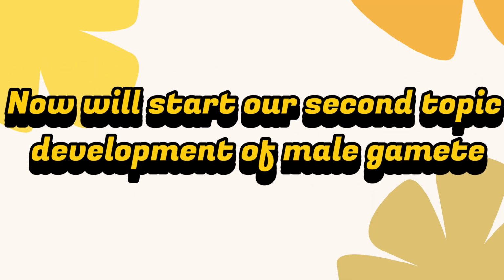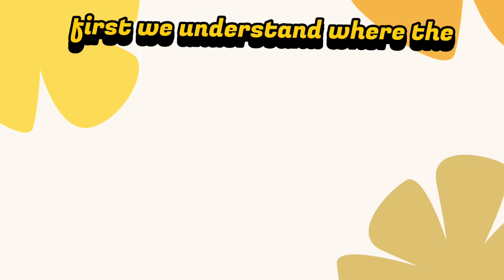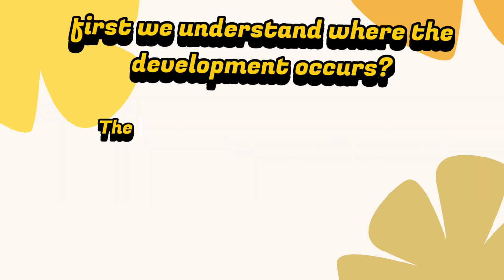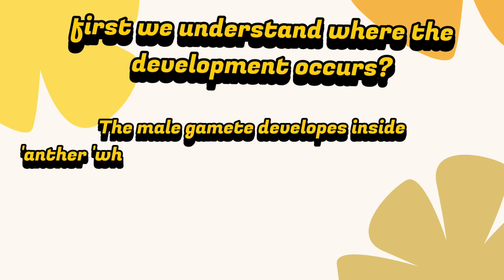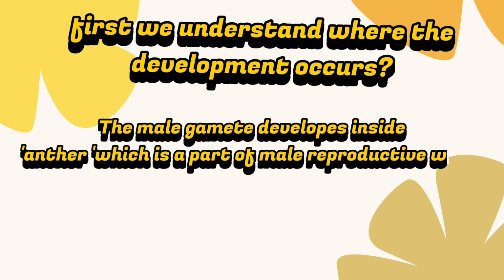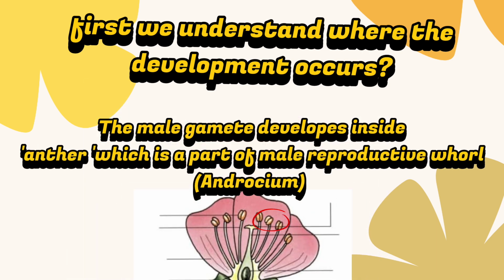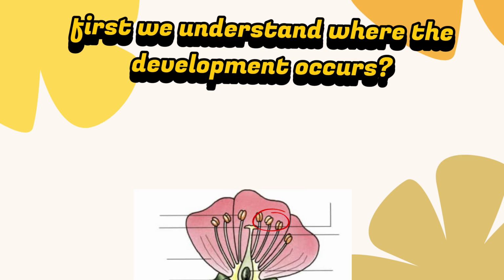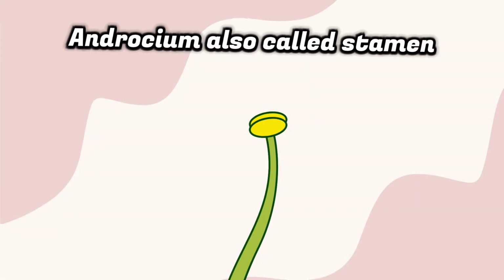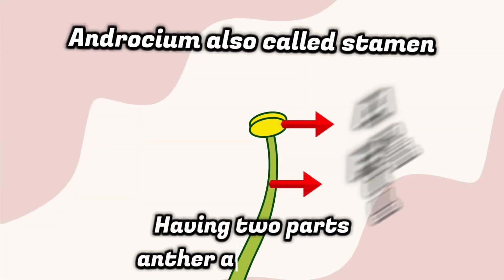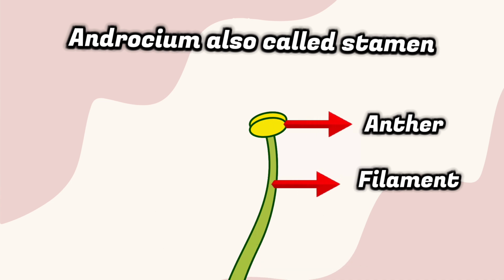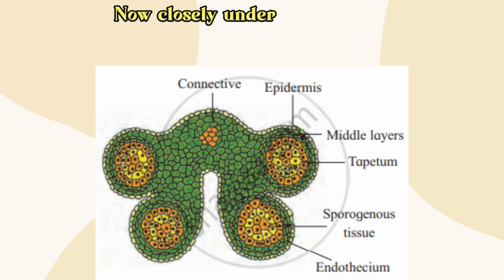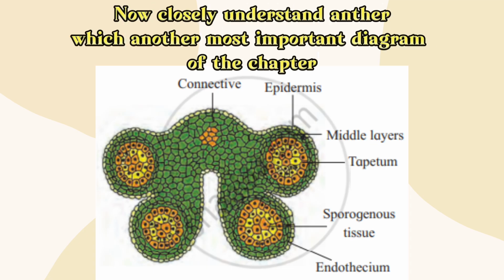Now we'll start our second topic, development of male gamete. First, we understand where the development occurs. The male gamete develops inside the anther, which is a part of the male reproductive whorl, androecium. Androecium, also called stamen, has 2 parts, anther and filament. Now closely understand the anther, which is another most important diagram of the chapter.